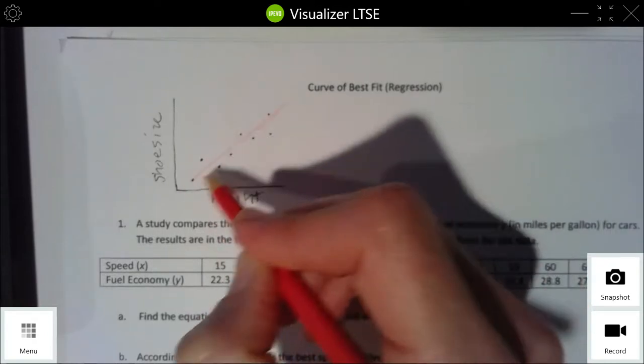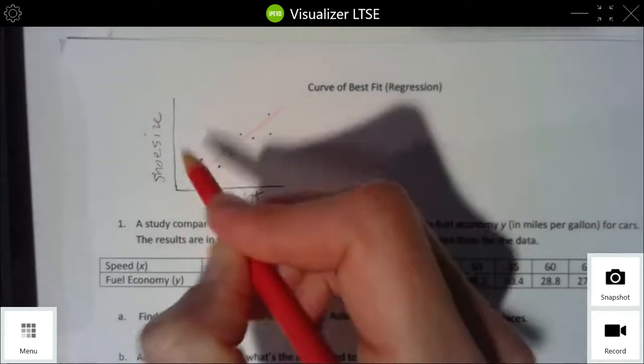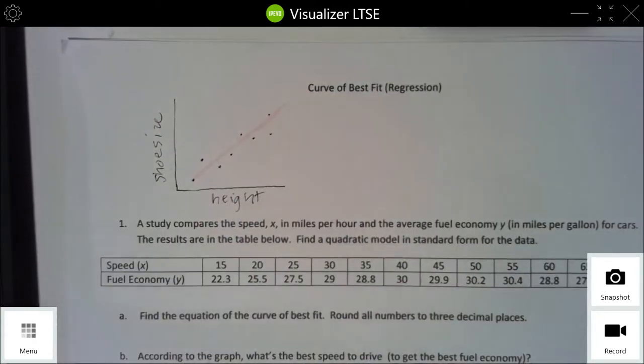My printer's running for some reason, so it's a little loud in here. It would generalize the data. So we could come up with what's called a line of best fit.